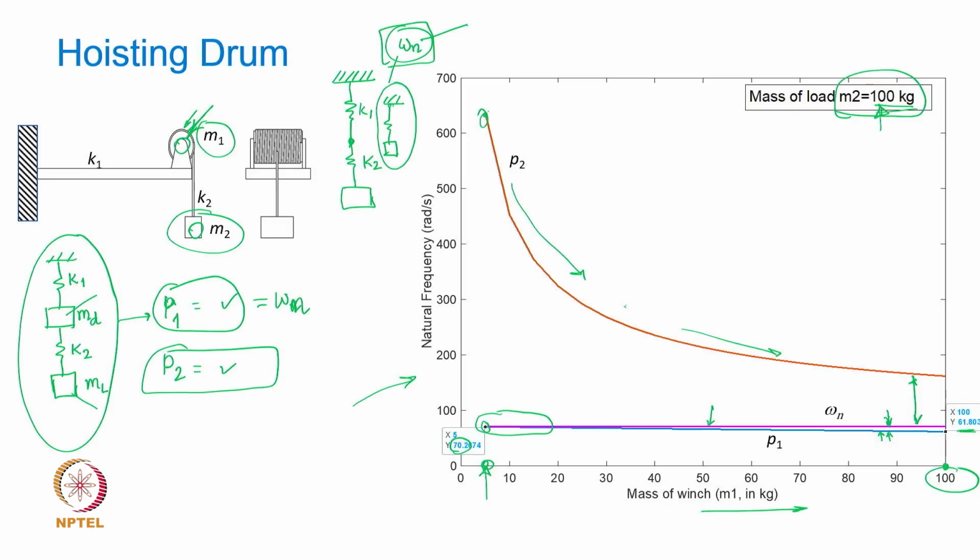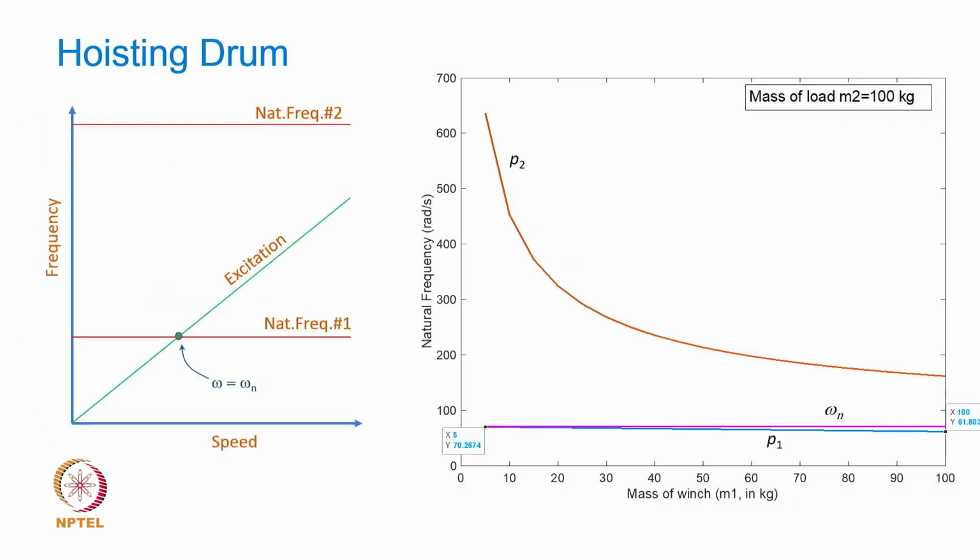Okay, now what is the inference? What do you make out of it? You remember the Campbell diagram? You have a natural frequency and you have an excitation line, then there is an intersection here, that's the resonance. Now you have a case here, let's say when the mass of the drum is very small, your first natural frequency is somewhere here, the second natural frequency is far off. Okay.